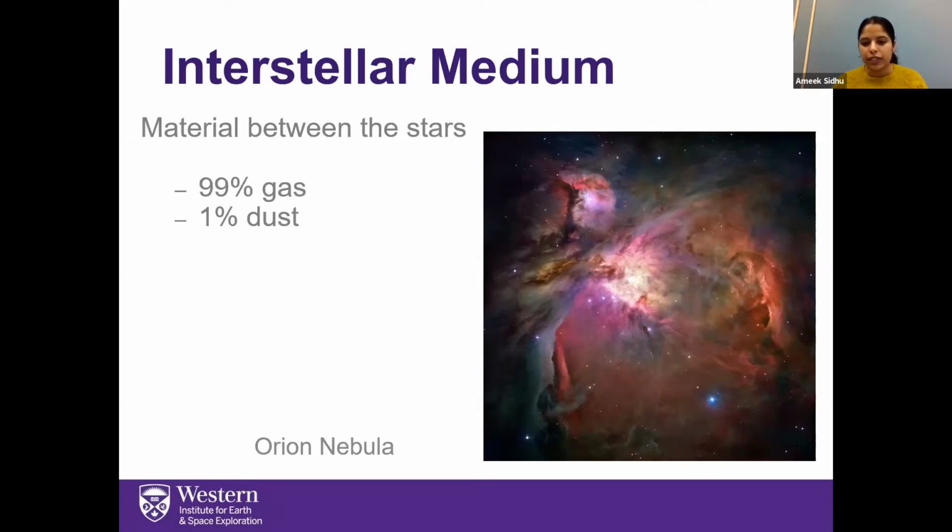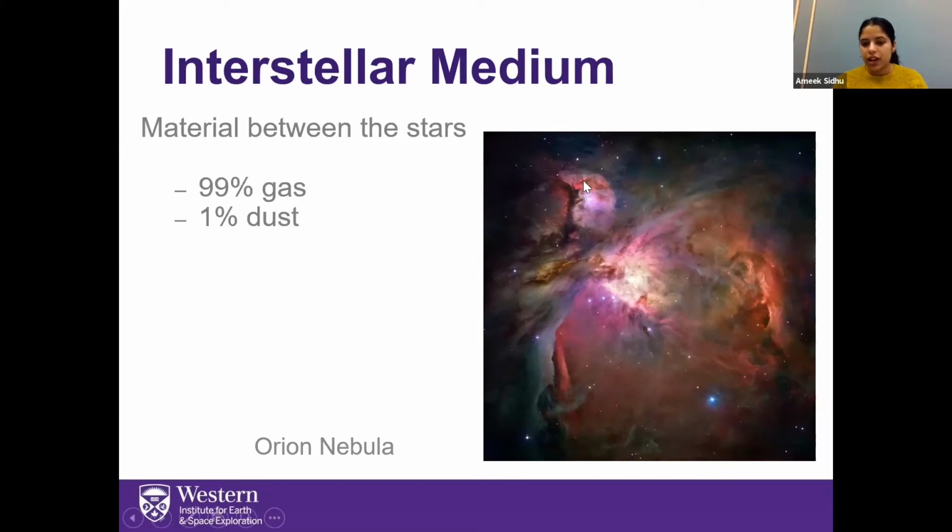On the right, there is a picture of such a cloud of gas and dust called the Orion Nebula. It is in our galaxy, very close to us. The image that you see is in the visible wavelength. We cannot see it with our naked eye because it's not very bright. But when we look with powerful telescopes, we are able to see this cloud of gas and dust.